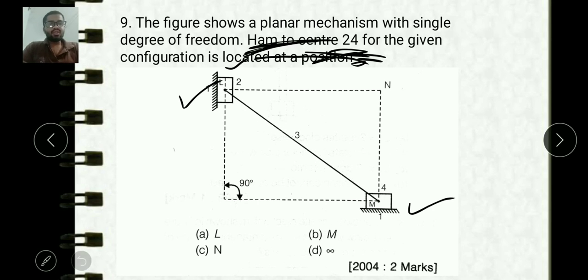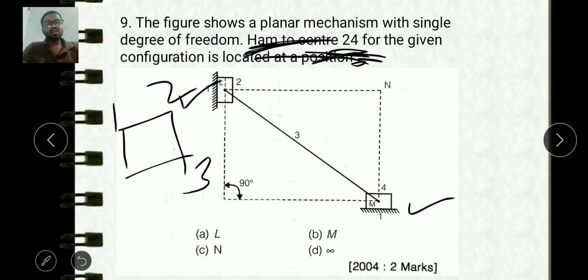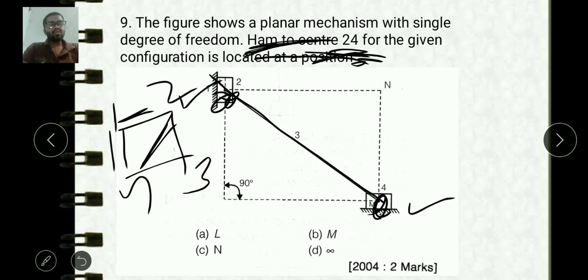Let me draw that rectangle again. This is 1 2 3 4, and we need to find this link. Then we can go 1 2 and 1 4. So this is I center 1 2, and this is I center 1 4, so I can draw a straight line like this. Again I can go in this direction, link 2 3 and 3 4. The 2 3 link is somewhat here and 3 4 is somewhat here, so again it goes in this direction. At no point can we fix that instantaneous center, so it will be somewhere at infinity. So D will be the correct answer here.